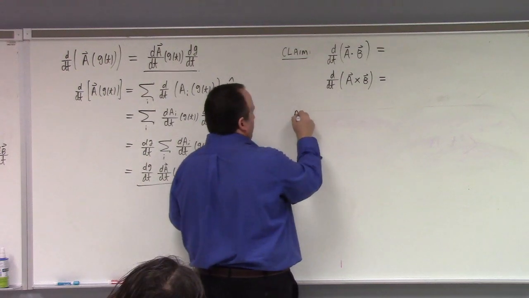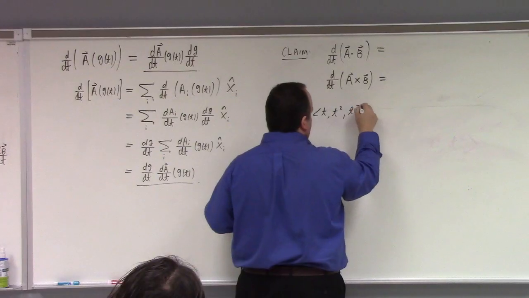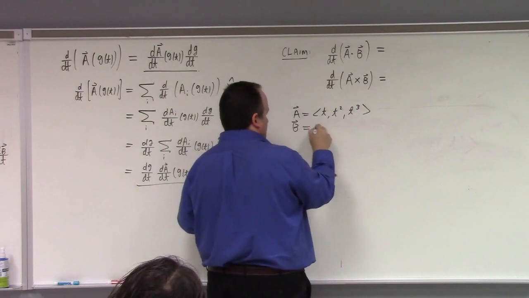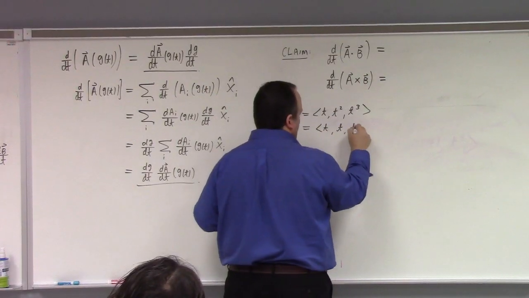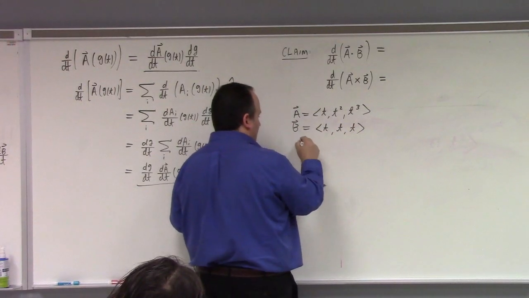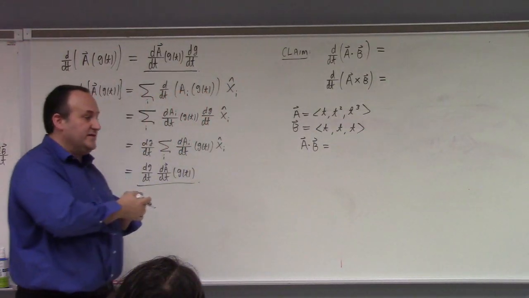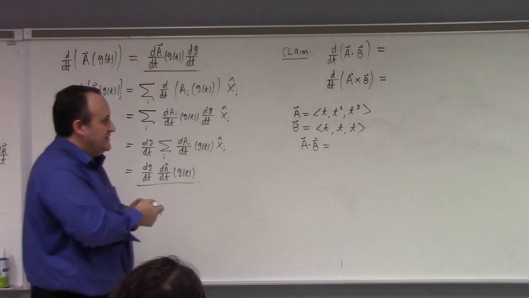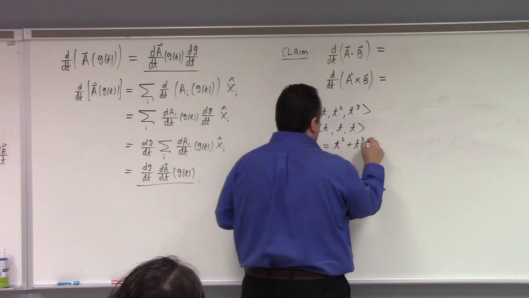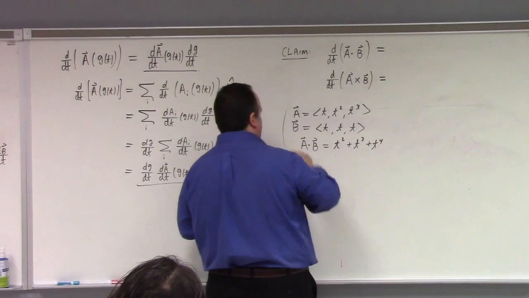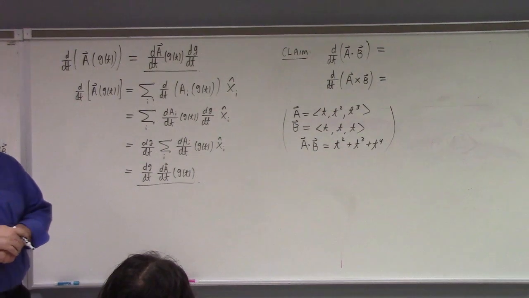Hypothetically here, A could be something like t squared, t cubed, right? And B could be something like t. So when you take the dot product of A and B, it's not a constant, it's a scalar function, right? It's actually, in this case, t squared plus t cubed plus t to the fourth, right? So that's an example of what we're up against.